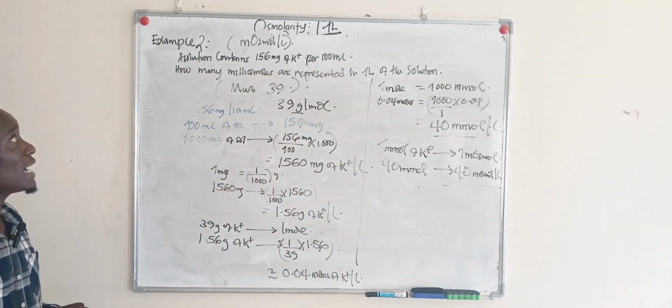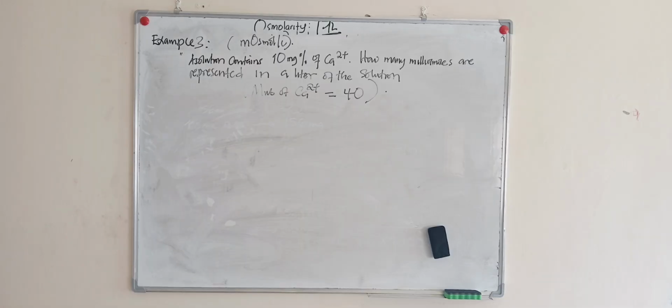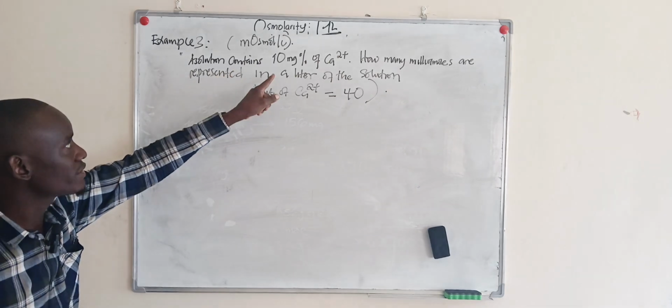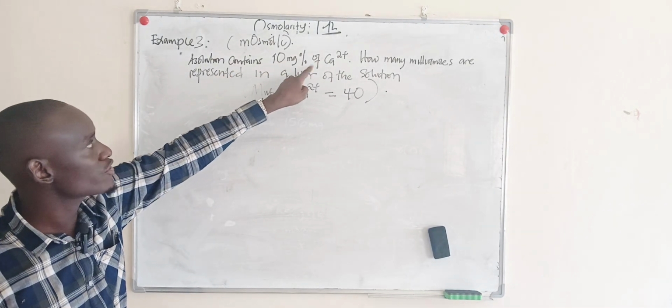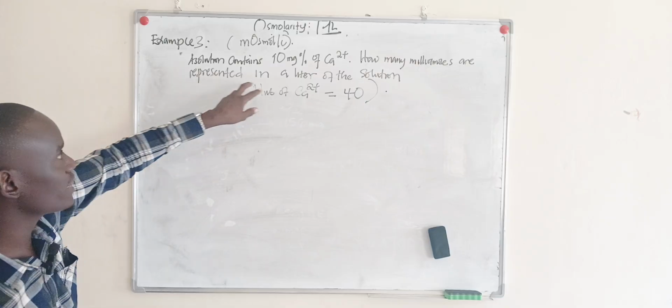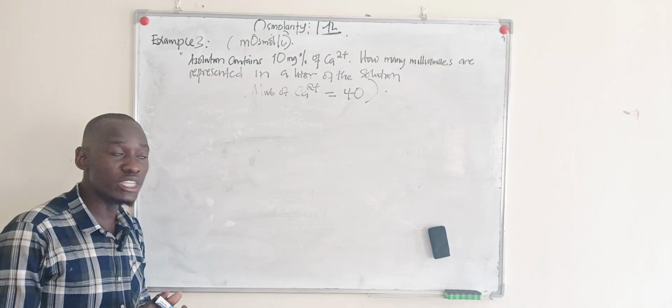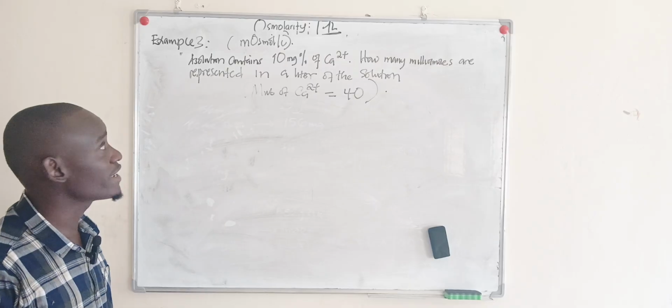Let us look at our third example. A solution contains 10 milligrams percent of calcium ions. How many mOsmols are represented in a liter of solution? The molecular weight of calcium ion has also been given.